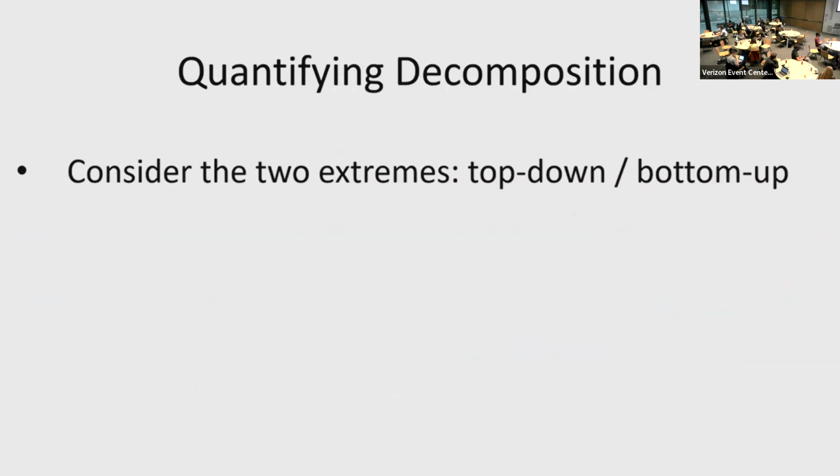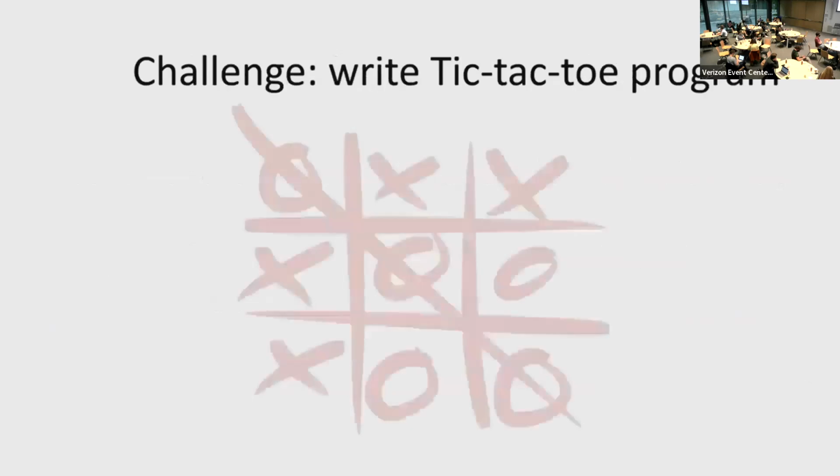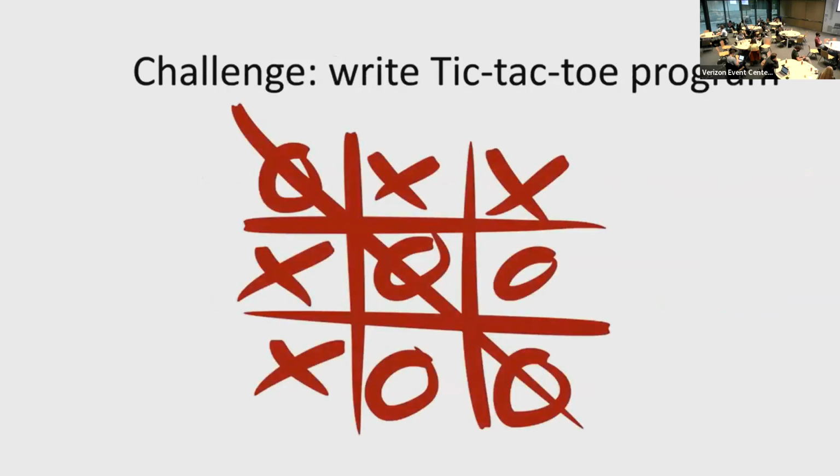To quantify decomposition, we can consider the two extreme approaches, the top-down and the bottom-up, although in reality they rarely exist in purity. We draw conclusions in each case and use them to develop a metric that captures how broad the student's view of the problem is. Let's say, for example, that the challenge is to write a program that plays tic-tac-toe.